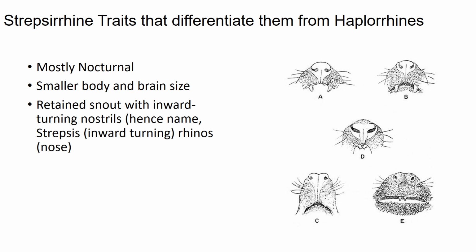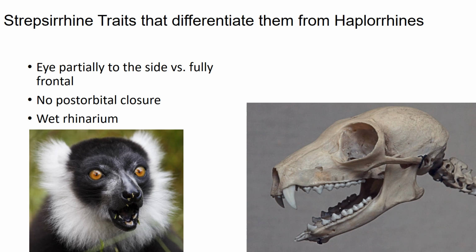And the biggest difference, the thing that you'll notice the quickest about them, is that they have this retained snout with these inward turning nostrils, hence the name strepsis, or inward turning rhino nose. If you look at their nostrils, you can see they're shaped kind of like a comma. And you can see they have a pretty long snout. Their snout looks more similar to that of a dog than to us. Looking at this example and at the cranial example here, you can see the nose is quite long and extended, and it has this wet nose, like you'd see for a dog.